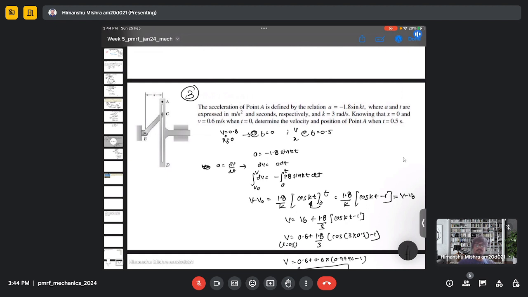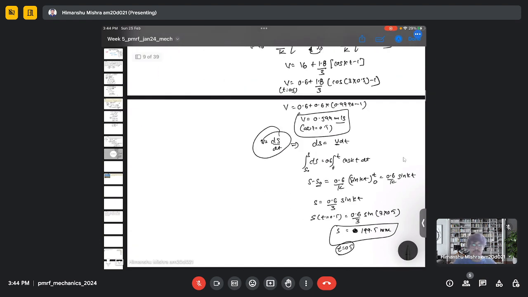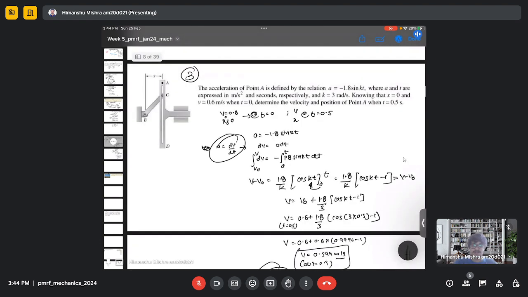So here also we are given the acceleration and we need to find the position and velocity at a specific time, which is 0.5 seconds. And then we use this acceleration and the velocity expression, and we integrate to calculate the required quantities at a specific time. So any question until now?